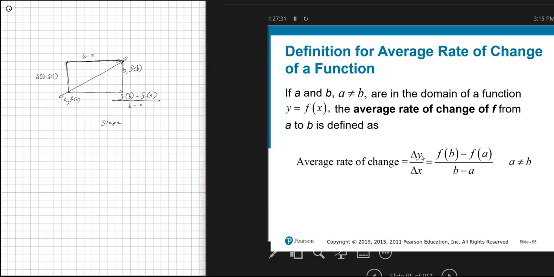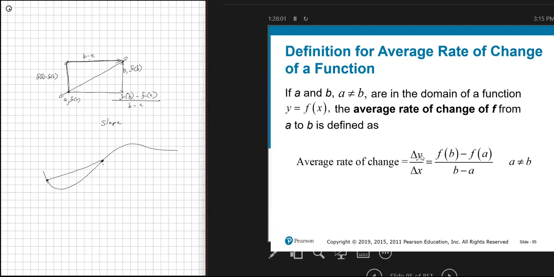Now, granted, the function could look something like this, okay? And these are the 2 points I'm looking at. So we're talking about the average rate of change between these 2 points. It's not necessarily talking about what's happening inside the function. We're looking at 2 points in time. What's the average rate of change between this point and that point?